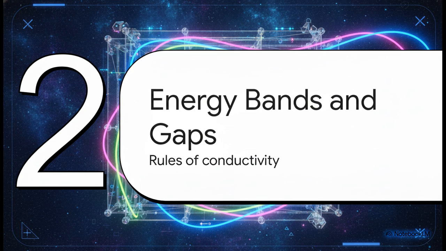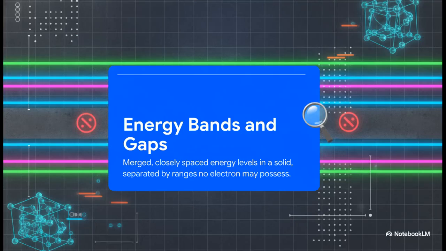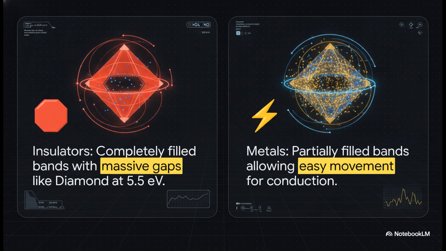Energy bands and gaps. As those overlapping atomic levels merge, they form these massive, closely spaced bands of allowed energy. But, and this is absolutely crucial, between them are ranges of energy that no electron is allowed to possess. Think of the energy bands as open highway lanes, where electrons are free to travel, and the energy gaps as these massive, impenetrable concrete medians, where electrons are strictly forbidden from ever existing. This fundamental layout dictates literally everything about a material.